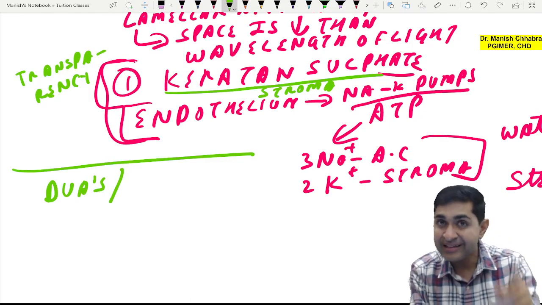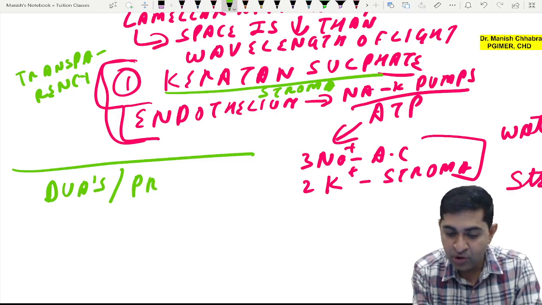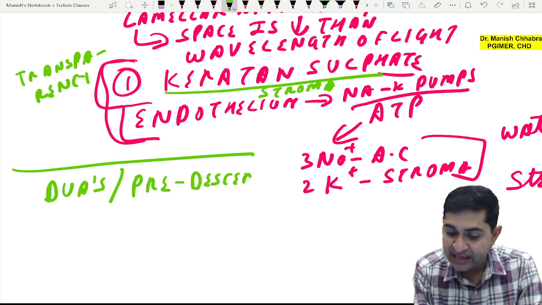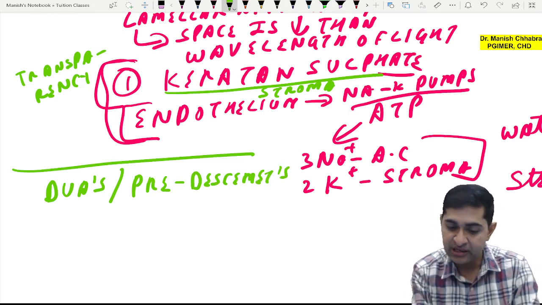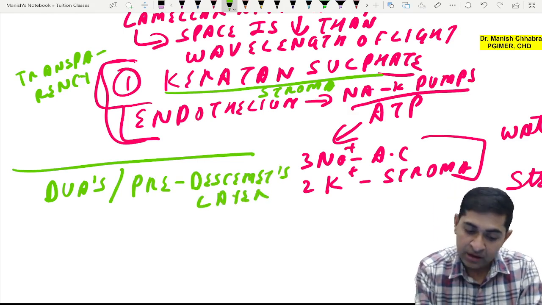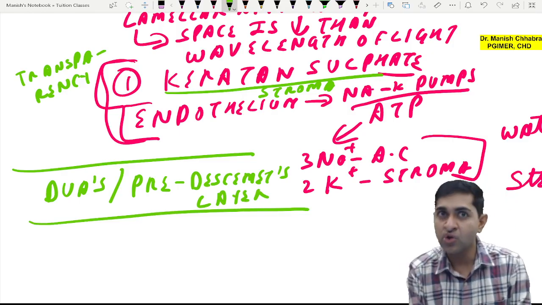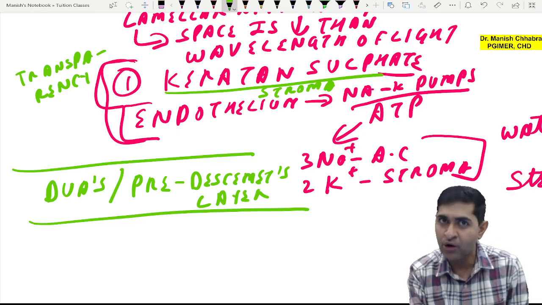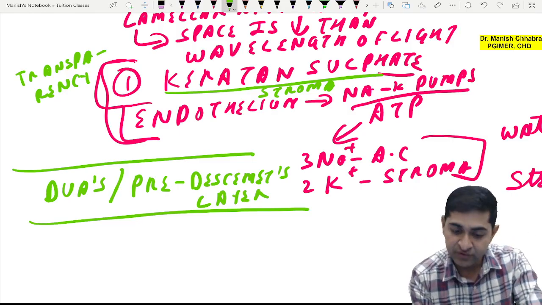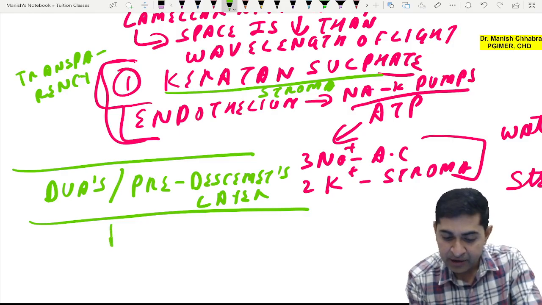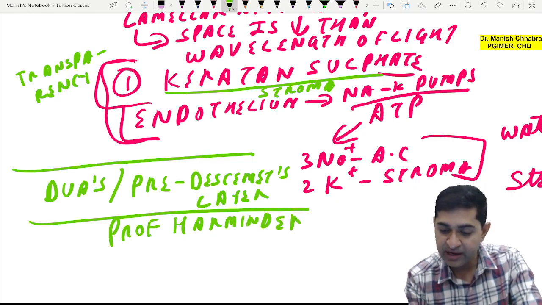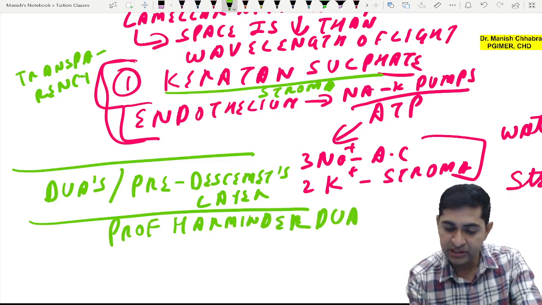Okay. Now moving from the stroma towards the inner layers, we find Dua's layer. The other name of Dua's layer is pre-Descemet's layer, because it is lying anterior to Descemet's membrane. Earlier it was not discovered because it was believed to be a part of the stroma only, but once it was discovered by Professor Harminder Dua, that is why the name Dua's layer.